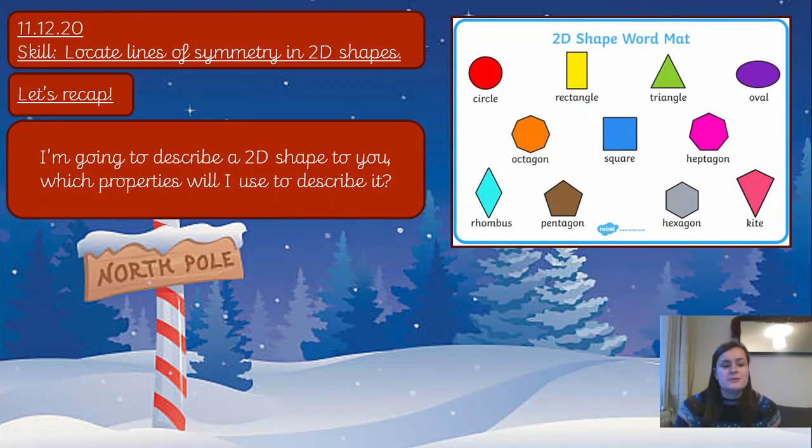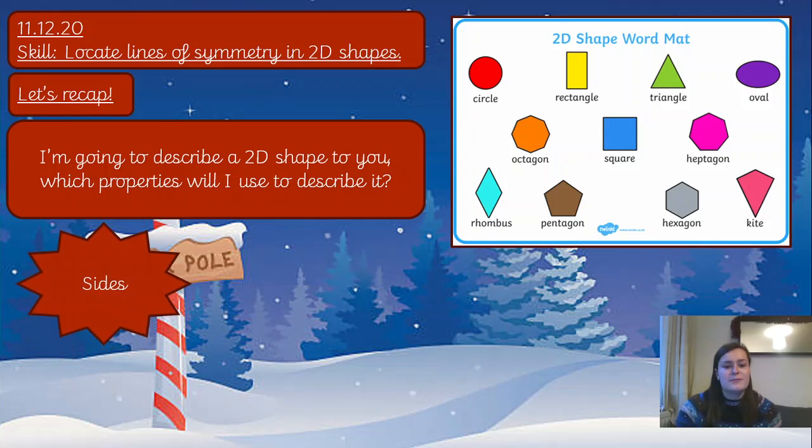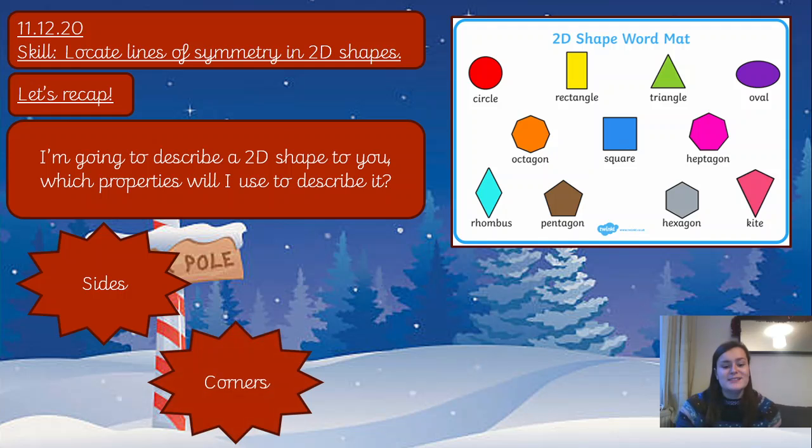So first of all, I'm going to describe a 2D shape to you. Can you remember which properties I could use to describe it? So have a think back to what we did in maths yesterday. Which properties could I use to describe the shape? Okay, so the number of sides and the type of sides, the number of corners, and the number of angles.